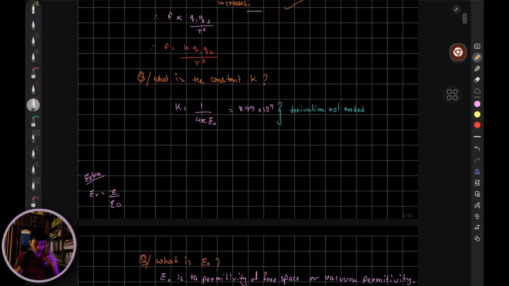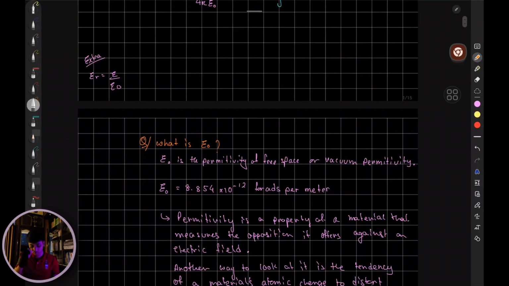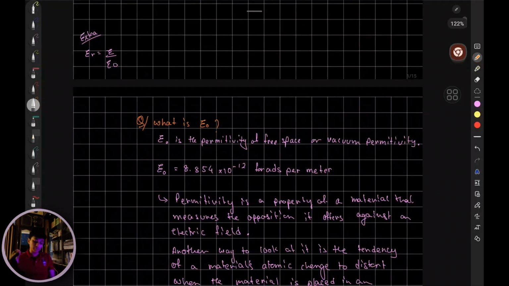Okay, so coming back to epsilon naught, what is epsilon naught? E naught is the permittivity of free space, or vacuum permittivity. Whenever you see E naught, that is basically talking about vacuum or free space, as people call it. And it's not going to be air, to be honest, because it's going to vary a bit for the medium, so for air the values are going to be different. So E naught is basically talking about vacuums.